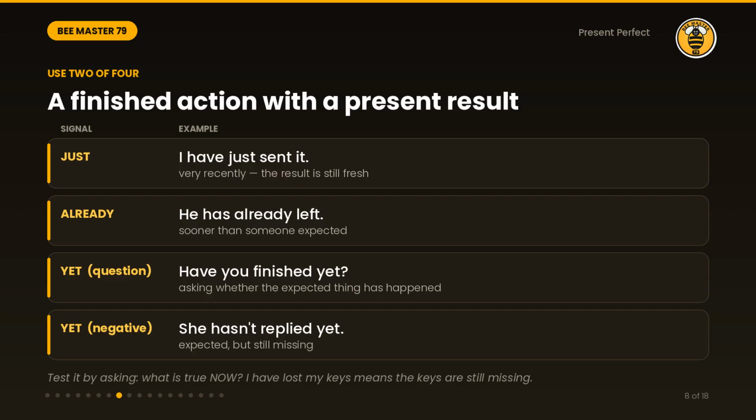Here is a quick test for this use. Ask yourself what is true now. If I say I have lost my keys, the important part is that the keys are still missing. The moment I find them, I would switch and say I lost my keys but I found them.